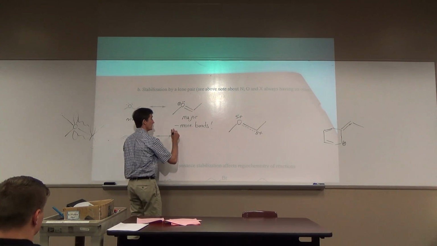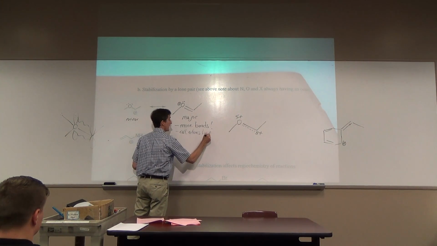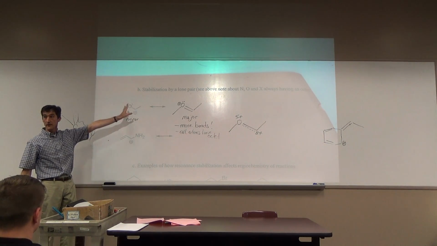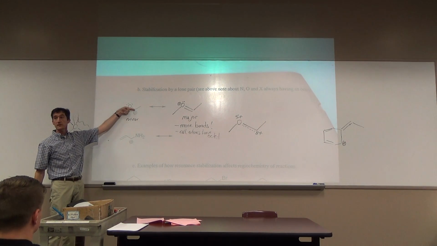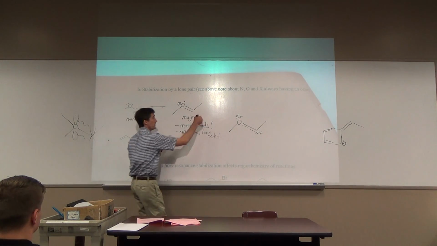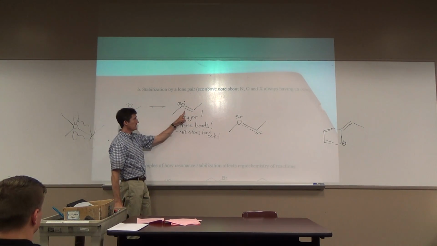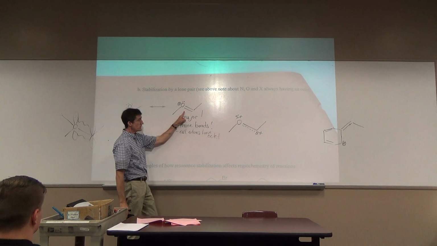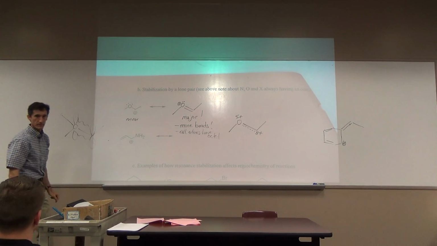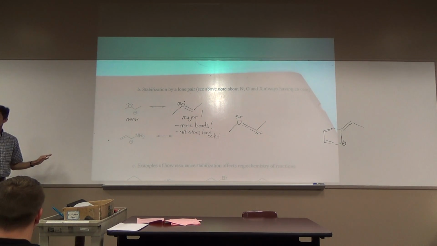More bonds. We can also do this. All atoms have an octet. Yes. Carbon has an octet now. Everything has an octet. Over here, carbon doesn't have an octet. So the hybrid looks more like which one? Actually looks more like this. So it's actually more positive on the oxygen than carbon, even though that's a little counterintuitive.